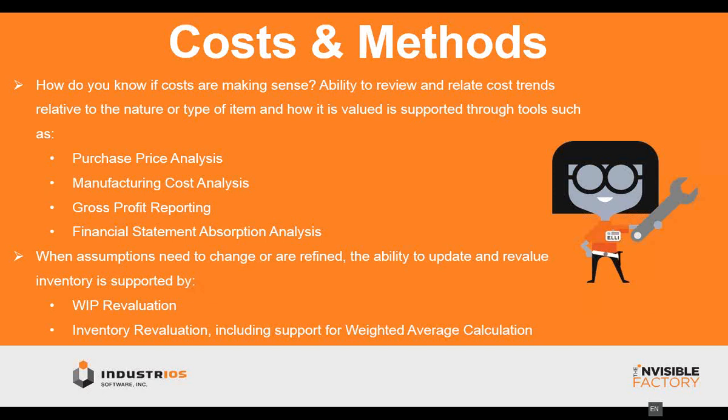Well, we do have the ability to review and relate cost trends relative to the nature or type of item using any one of the following techniques. So we've got the purchase price analysis tool, the manufacturing cost analysis tool, which focuses on time and consumption, very strong gross profit reporting and analysis, and of course, financial statement absorption analysis. So this is now marrying up the operational information to your financial reports and getting them configured, not just from a banking approach, but from an operational approach.